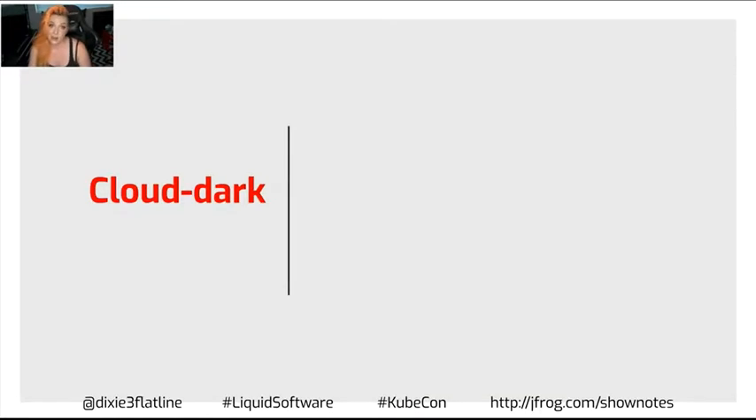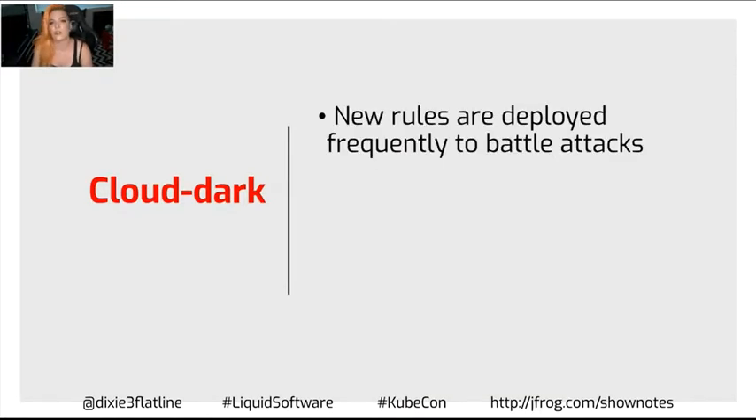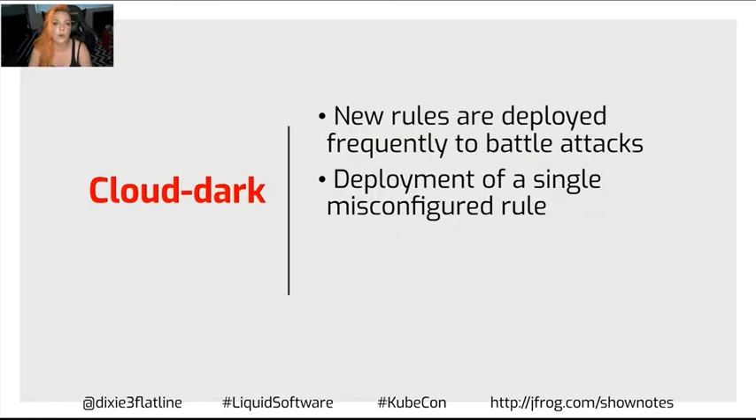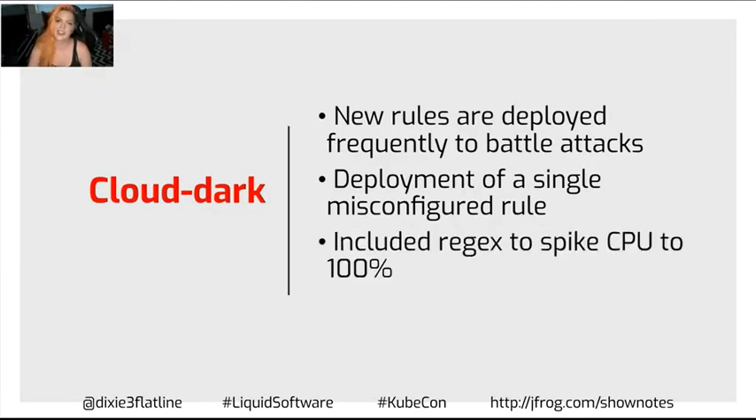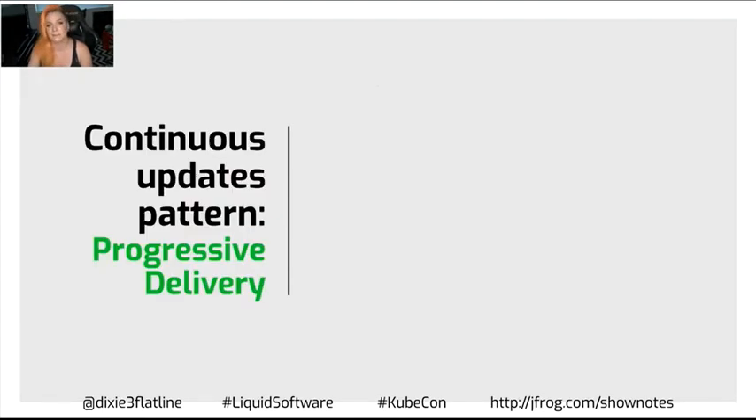Cloudflare fights DDoS attacks with routing rules. These routing rules are deployed frequently to combat attacks, and in this case, a deployment of a single misconfigured rule caused the outage. And the culprit was something nobody really likes dealing with, regex. In this case, it spiked CPU usage to 100%. Their status page displayed the affected region as Earth, which is cute, but kind of a problem.